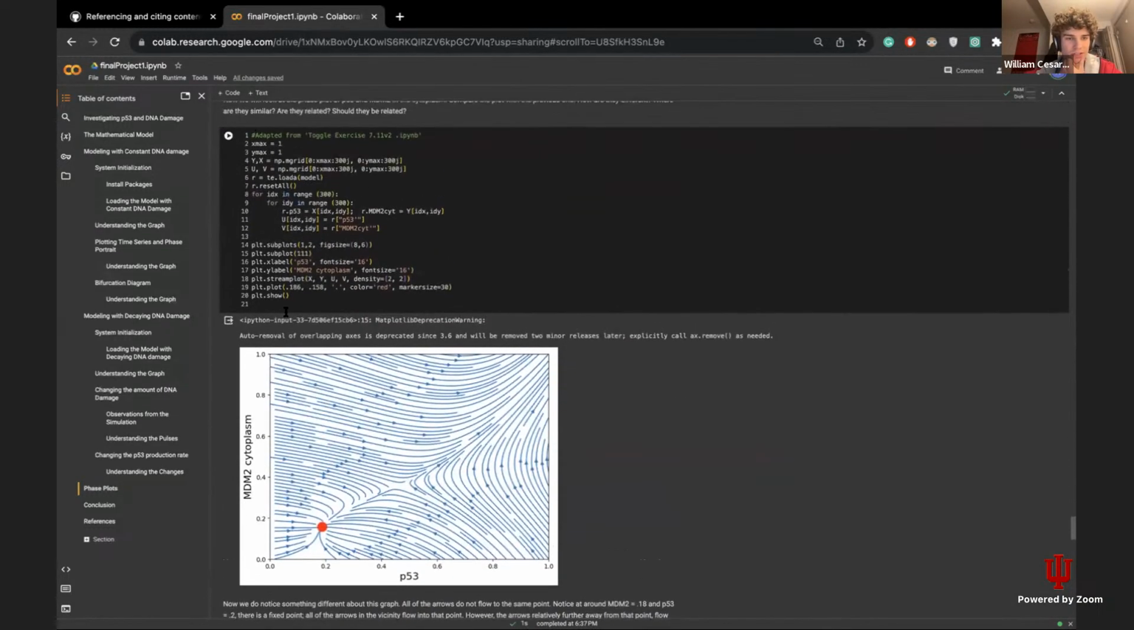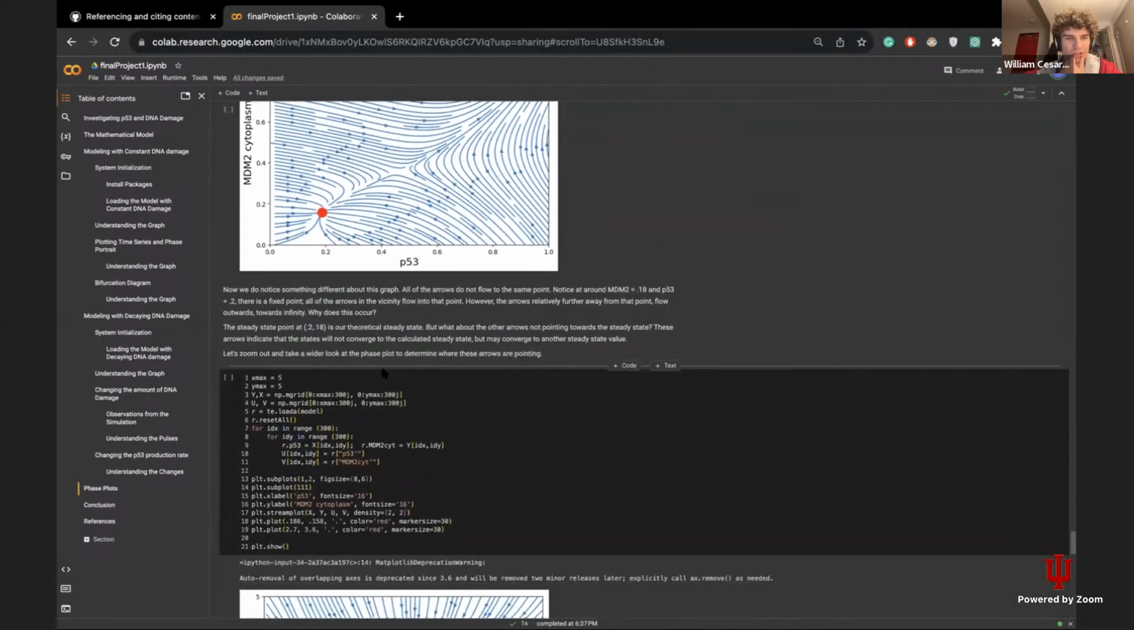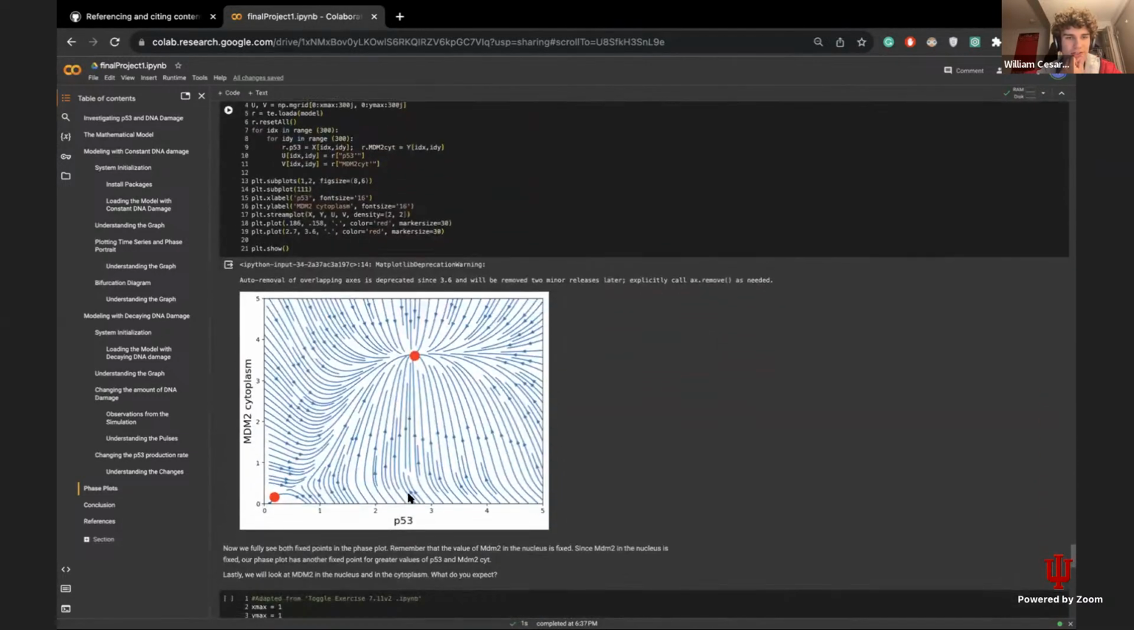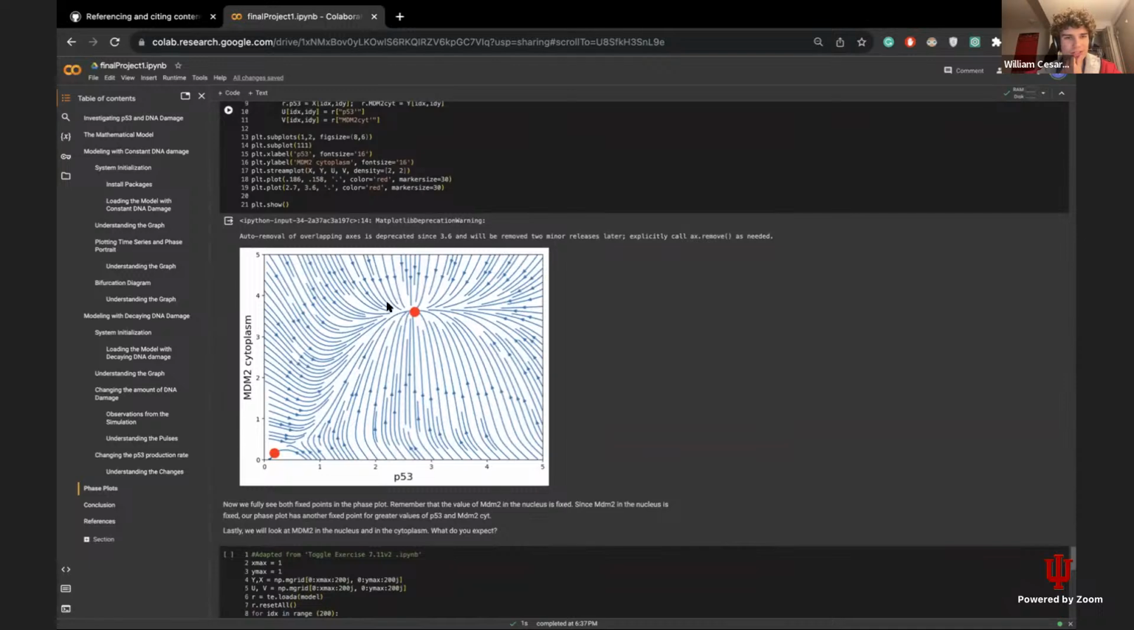So then here's another one. And you can see that some of the arrows are leading outwards. So it's kind of weird. Let's see what's going on here. That's because there's two stable points, or two fixed points. But this one is not actually here. It's due to the freezing of the MDM2 in the nucleus.